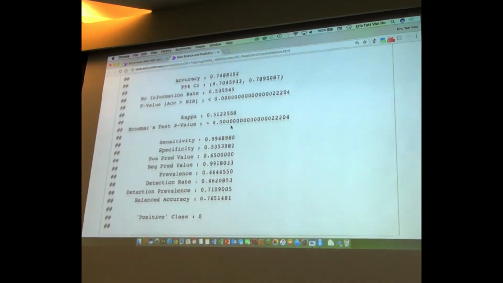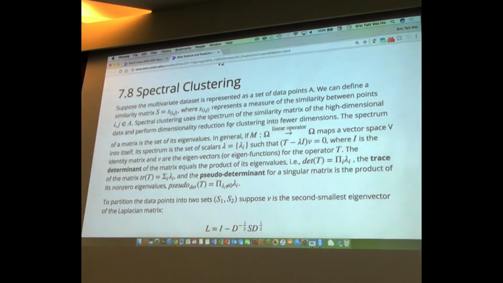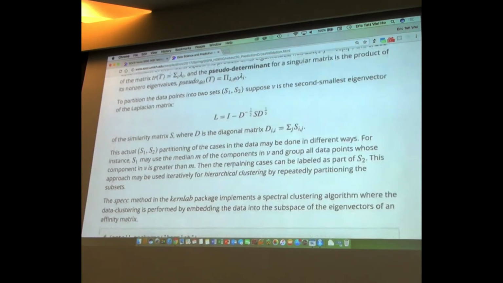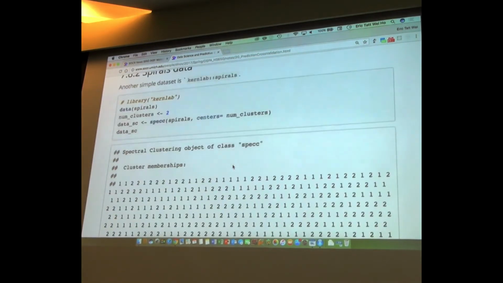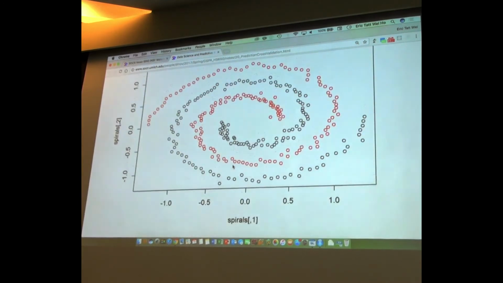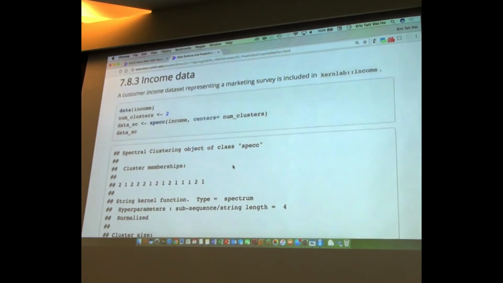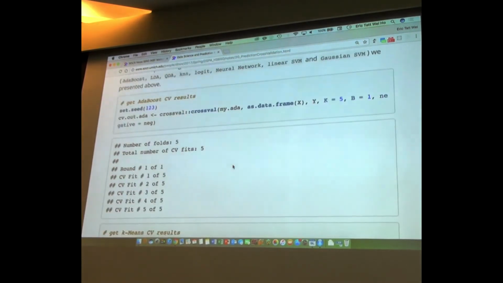And right at the end here is where I show you how to compare. Spectral clustering is the last one. You can look at some of the math. The spirals are an interesting thing. We do the income data as well. And now we want to do the comparison of the results.